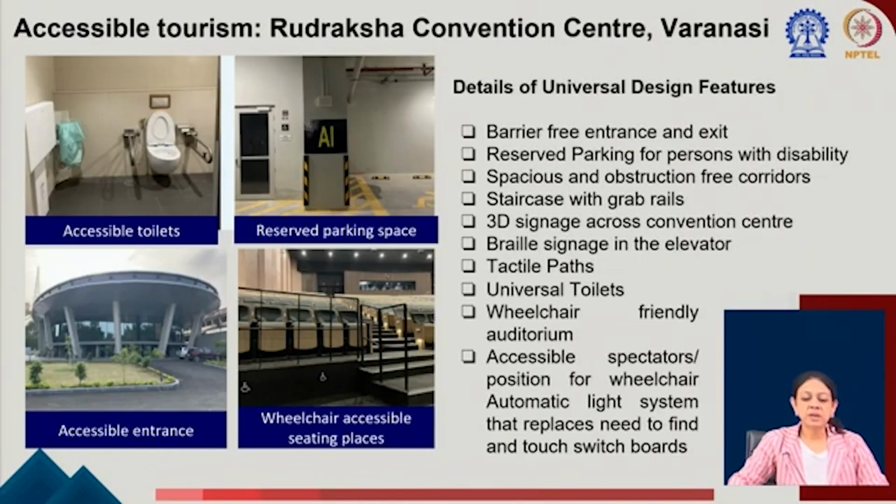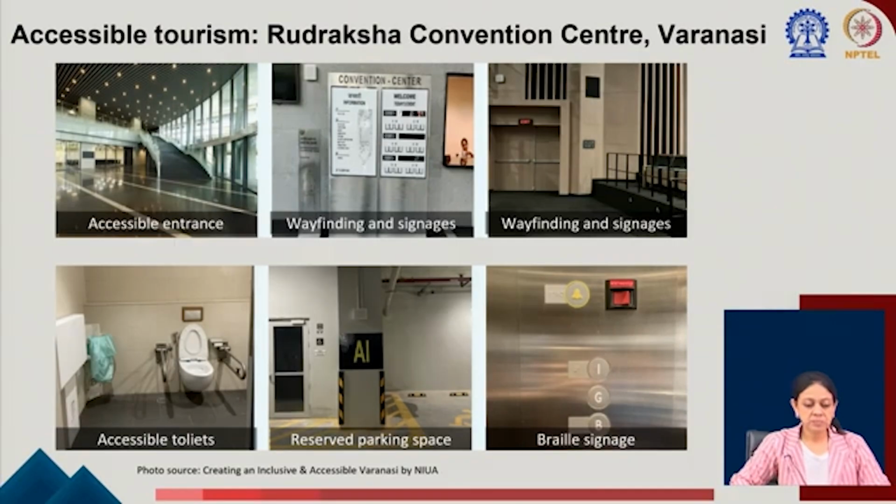We have this convention center where there are various parameters like accessible parking, accessible entry, wheelchair accessible seating places, accessible toilets. So, a very good example from Varanasi, the Rudraksha Convention Center, where many of these are there. Proper wayfinding.